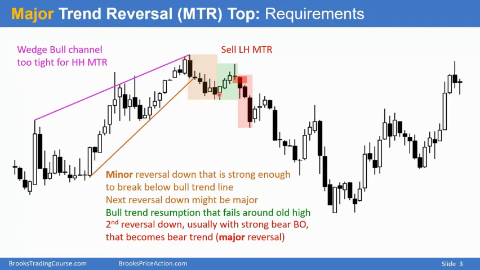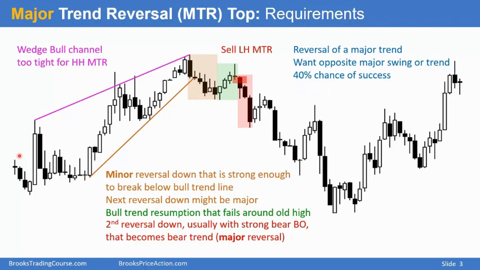Now they'll start wondering, after 6 bear bars here or 6 bars down here, are the bears getting strong enough to create a major trend reversal? In general, whenever you're taking a major trend reversal sell setup like this, there's a 40% chance you'll get a swing down, 60% chance you'll either stay sideways or the bull trend will resume up.